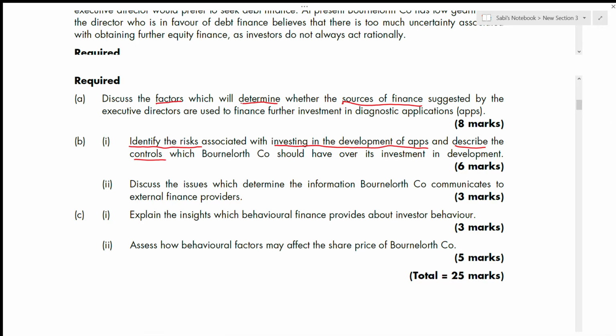Next, we have to discuss the issues which determine the information the company should communicate to the external finance providers. Issues, right? External finance providers. Next, we have to explain the insights which behavioral finance provides about investor behavior. So it's about behavioral finance, right? And assess how behavioral factors may affect the share price of the company. So how it affects share price for 5 marks. Now we'll see the markings.